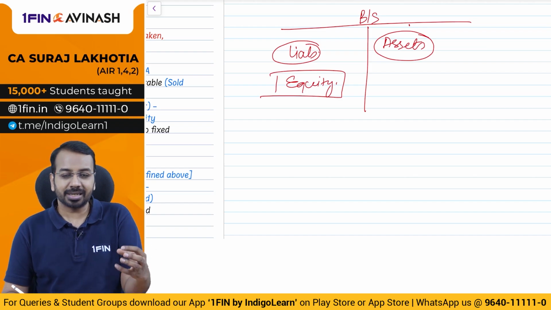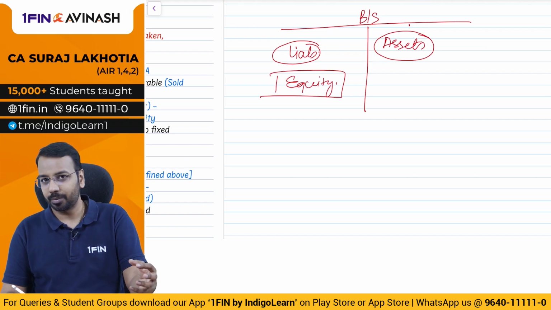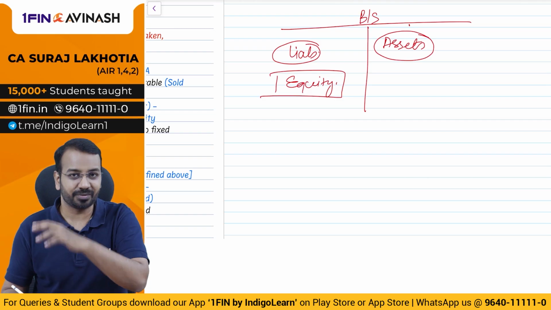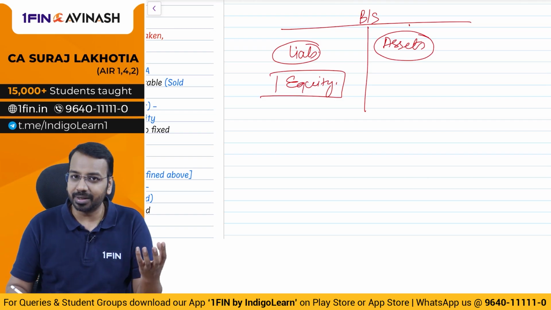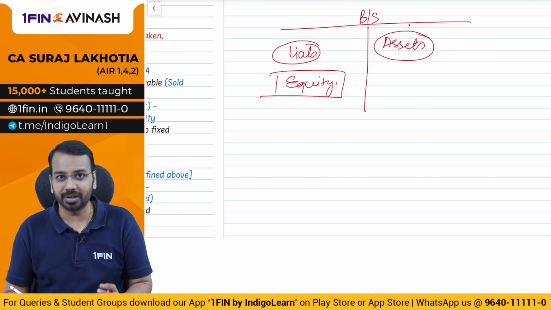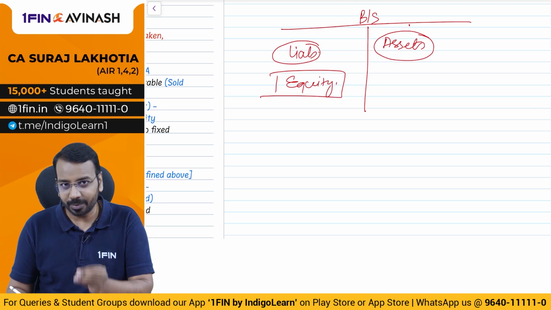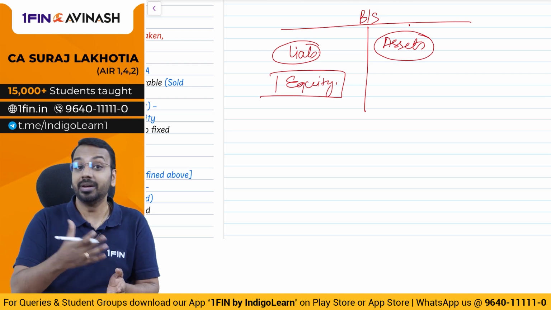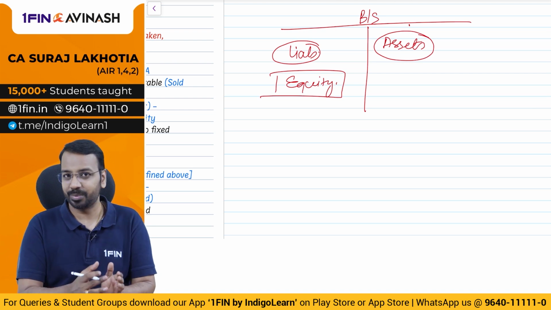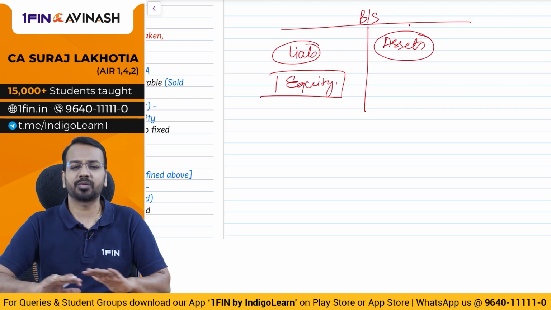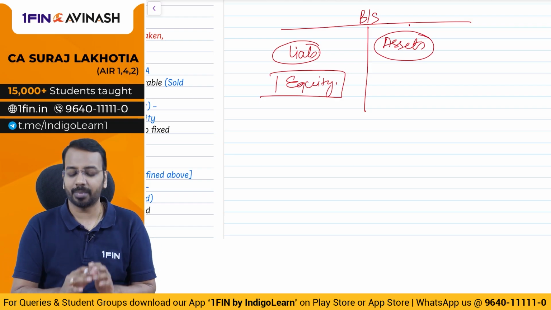Now for assets like inventory, property, plant and equipment, we have separate specific standards. For liabilities, we have a general standard, Ind AS 37. We also have standards on employee benefits, right? We also have leases that talks about both assets and liabilities. So we have standards for almost most of the items in the balance sheet.